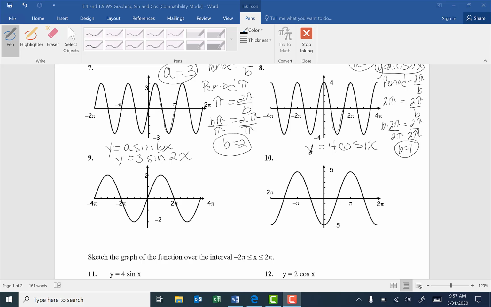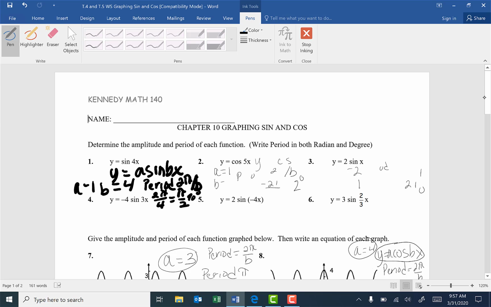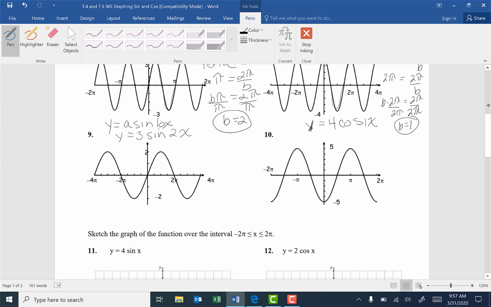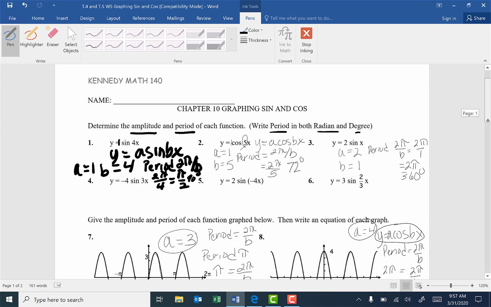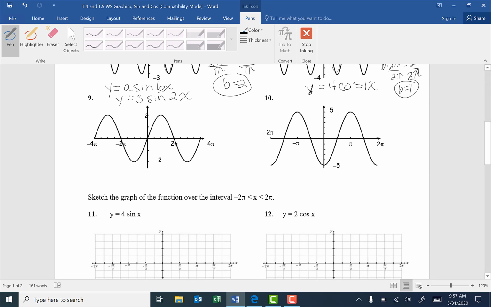Okay, this is part 2 of the review of sine and cosine graphs to help you get a better handle on how to do the sine cosine. I'm looking at problem number 9, and our instructions for this problem were to give the amplitude and period of each function graph below, then write an equation of each graph. Okay, so we're looking at 9.